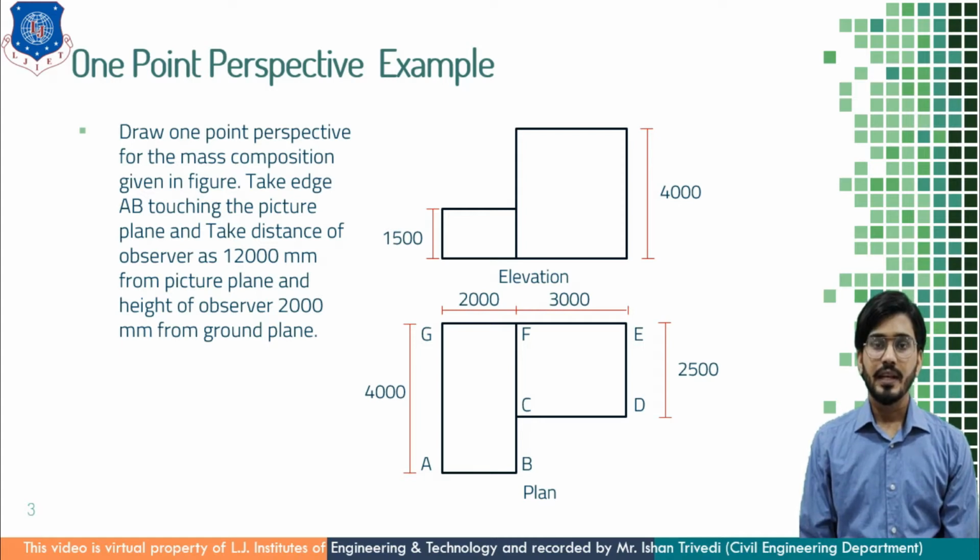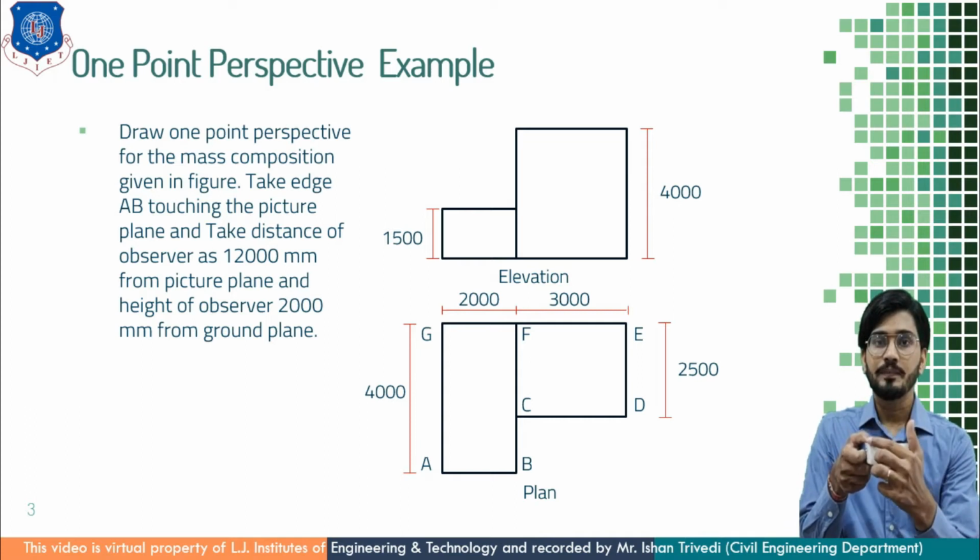Understand here, in any perspective drawing, the drawing is drawn from the plan, whereas the elevation is for reference of the height of each and every point. Here a total of 8 points are given to you. Each component like A, B, C, D, E, F, G comprises 2 points. For example, A has 2 points, the bottom A point and the top A point. In a similar manner, B has 2 points, B1 and B2.